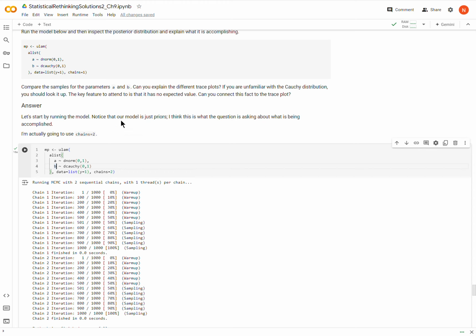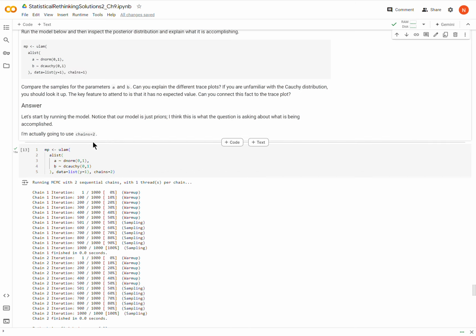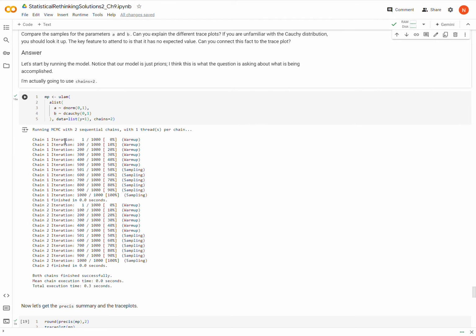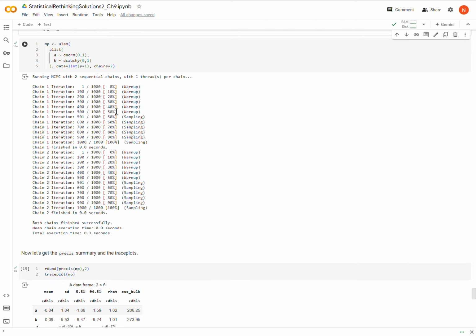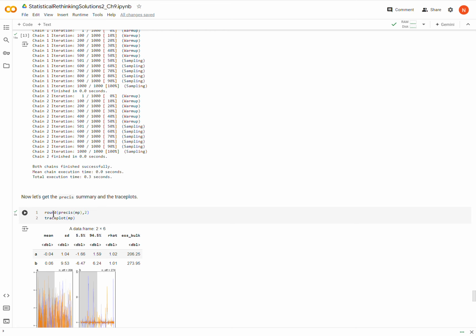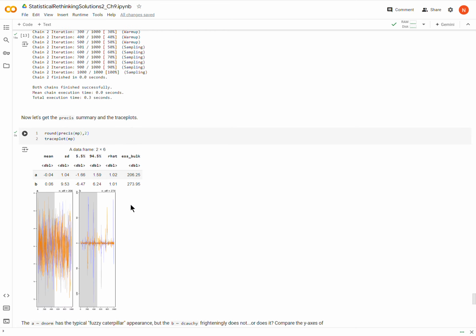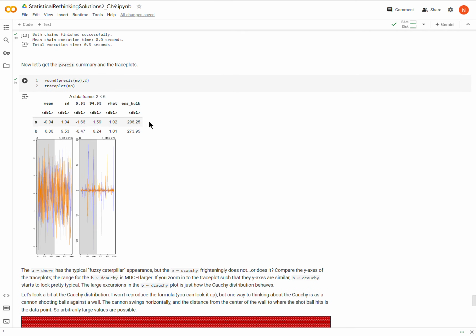Okay, so the question displays using just one chain, but I'm going to use two because it makes the trace plots a little bit more interesting. You run this, and I've already run it, but it takes a few seconds, so I don't want to record that. Now I'm going to get the precis and the trace plot. So here's the summary, and we see that they've sampled pretty well, and we can tell because they have pretty low R-hat values approaching 1, and a reasonable number of effective samples.